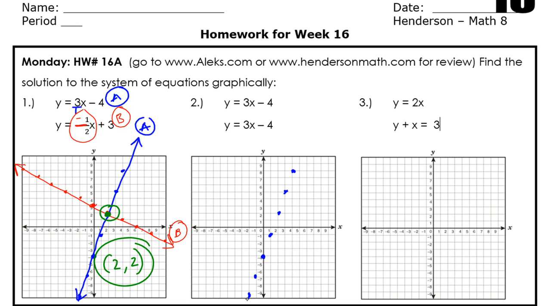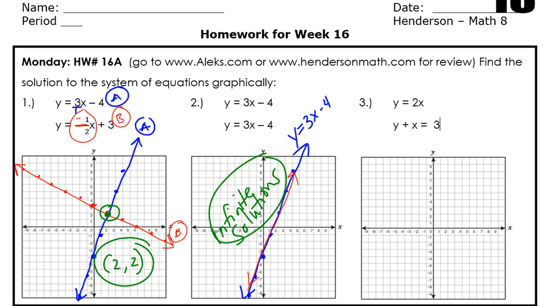Try and make my straightest line possible here. And because I have two of the same graph, I'm not going to call them A and B because they're exactly the same. So I'll just write the name of the equation. Maybe I'll draw another overlapping line just to show that I have both there. And if all of your points intersect, then you have infinite solutions. Overlapping lines or coinciding lines have infinite solutions.